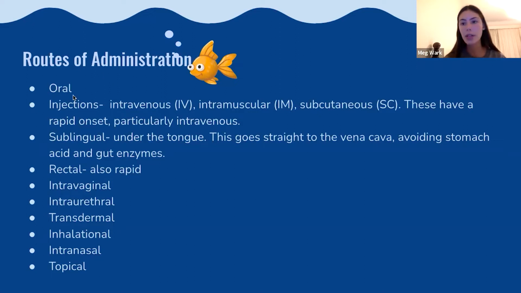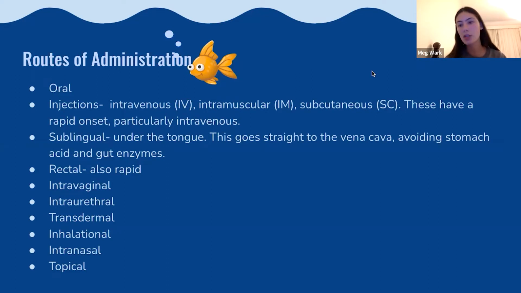We've got oral, so that's like pills, tablets. Injections: when you inject a drug, it can either be intravenous, intramuscular, or subcutaneous. And these have a rapid onset because they hit the bloodstream straight away, especially intravenous, not the other 2. Sublingual, that means under the tongue. So this goes straight to the vena cava, avoiding the acid and gut enzymes. So again, that can act faster.